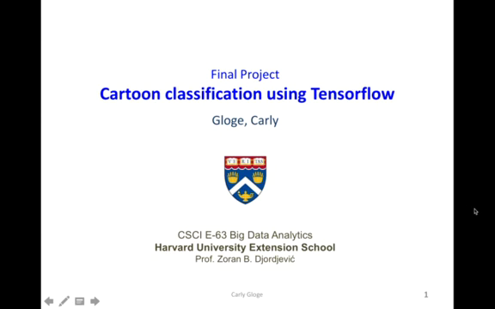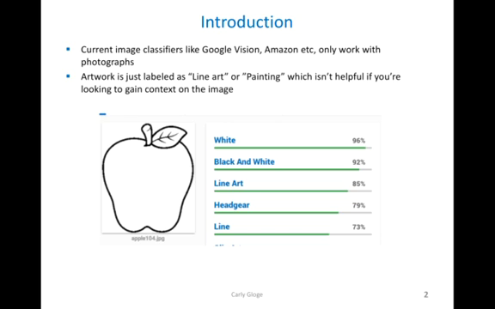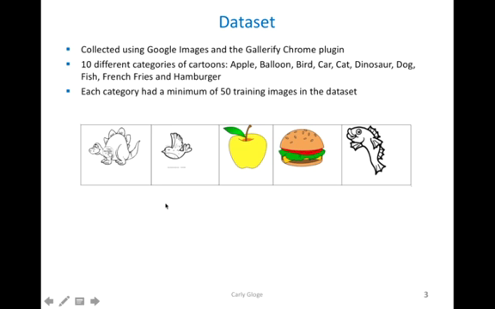So my project was on cartoon classification using TensorFlow. One issue today is that there's a lot of great image classifiers, but they just work for photographs. If you try to upload a cartoon image, you'll get something like this. It'll say it's line art, but it won't give you the full context, which isn't always that helpful. So the solve was to collect our own data set and train a TensorFlow model that can classify cartoon images.